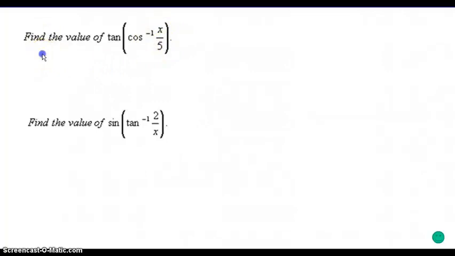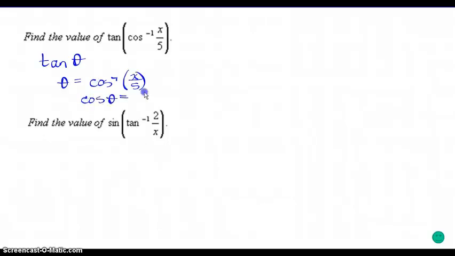Basically what this is saying is there's some angle measure theta that we want to put into the tangent function machine, and theta is the cosine inverse of x over 5. So there was some theta measure that when I put it in the cosine function machine, I got x over 5 out of it. So let's go into a right triangle and draw this, and this may help us answer this question.